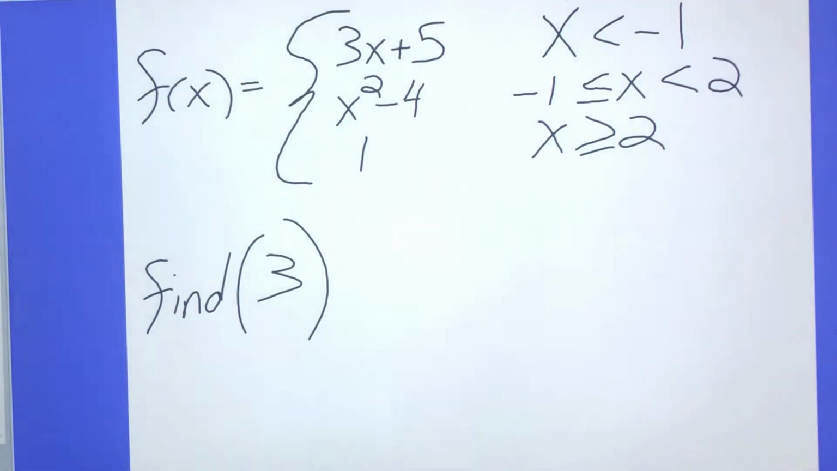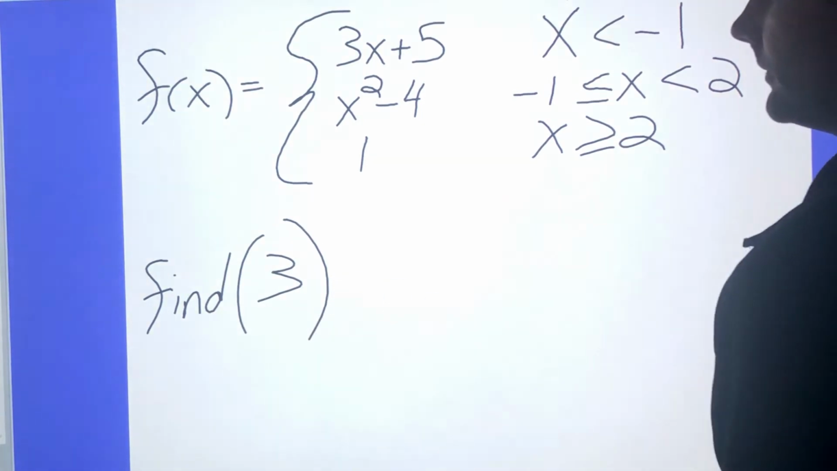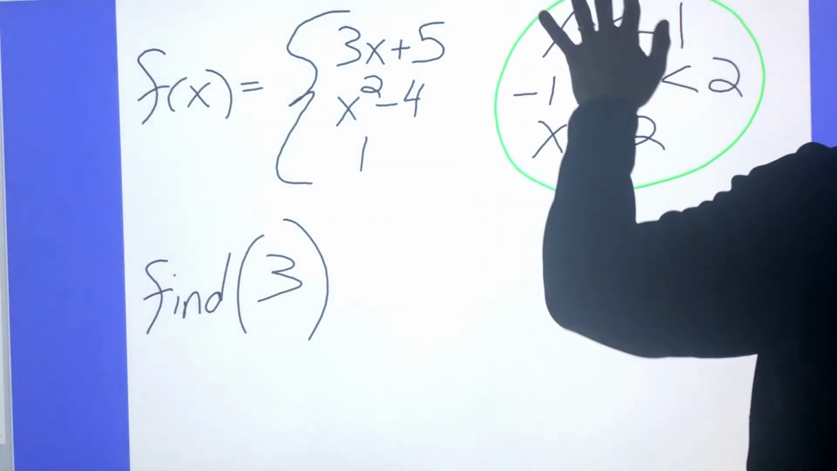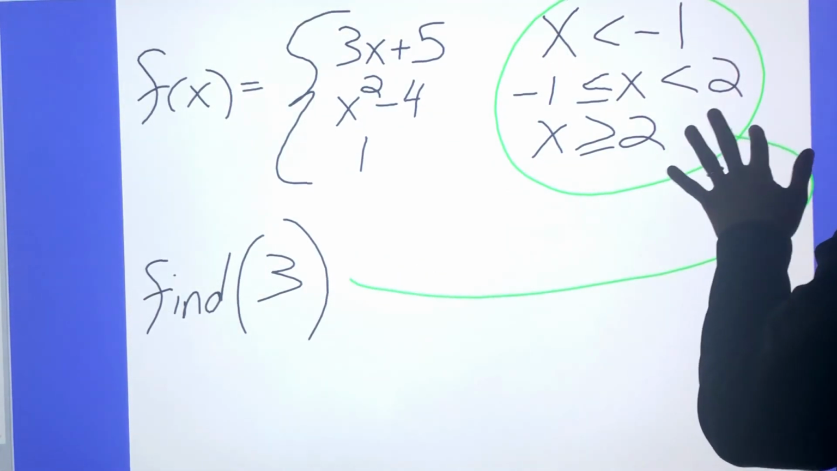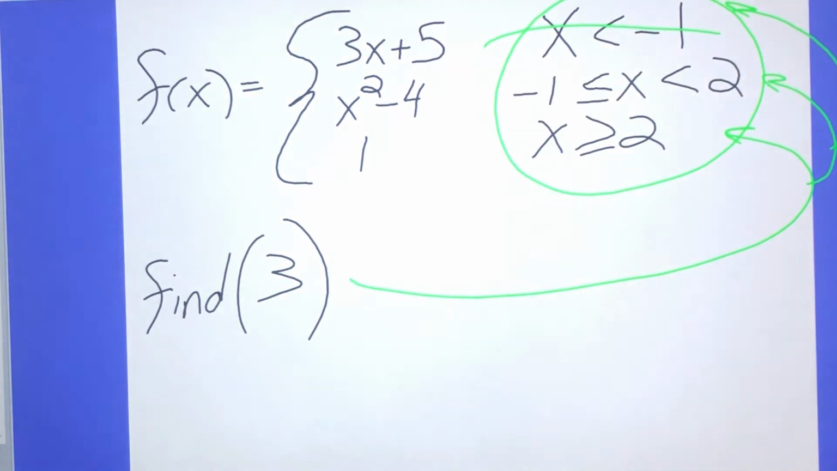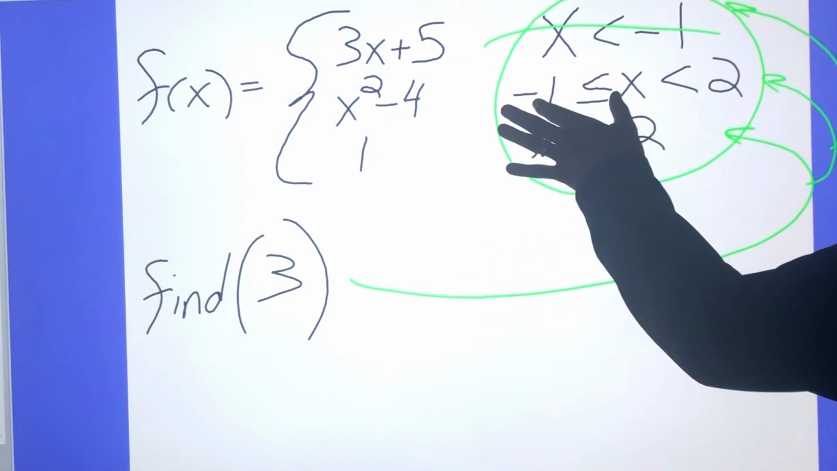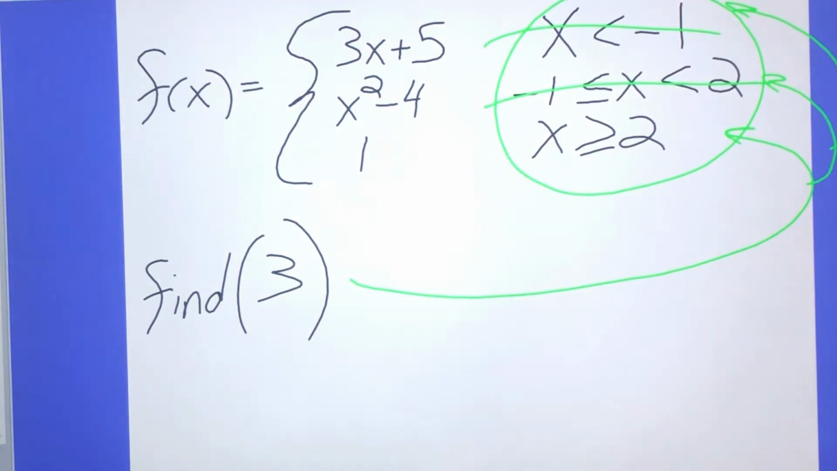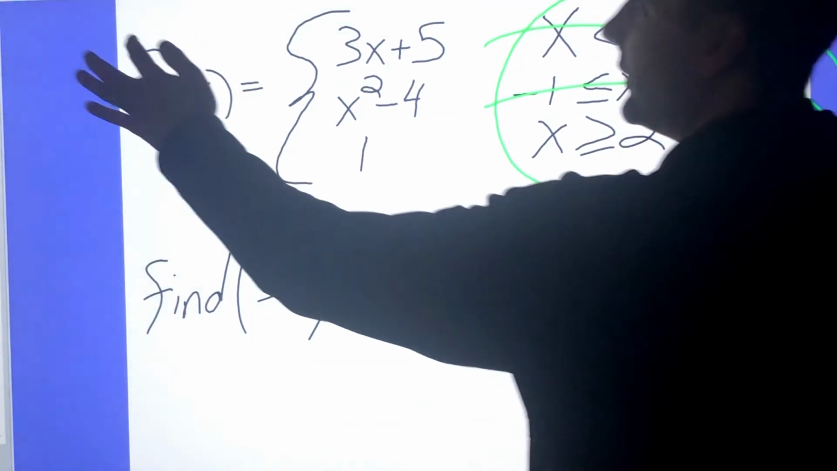Let's look at that again and let's find the value of f of 3. So first off, I need to look here. Step 1. Where does 3 work with these inequalities? Is it less than -1? No. Is it greater than or equal to -1 and less than 2? No. It is, of course, greater than 2.